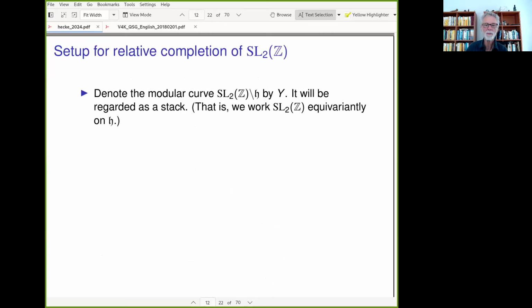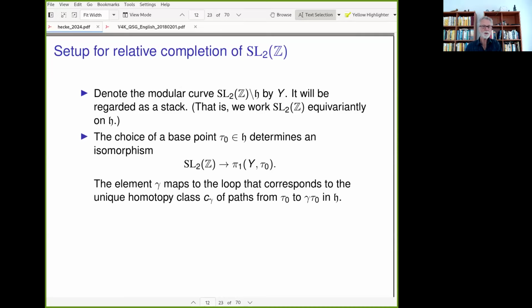we'll take the modular curve, which I'll think of as the quotient of the upper half plane by SL2Z. This is just the moduli space of elliptic curves, but we will regard it as a stack. And if this sounds scary, it's not, because anytime you work with classical modular forms, they are actually sections of a line bundle in the stack sense. To work in the stack sense just means that you're working SL2Z-equivariantly on the upper half plane.